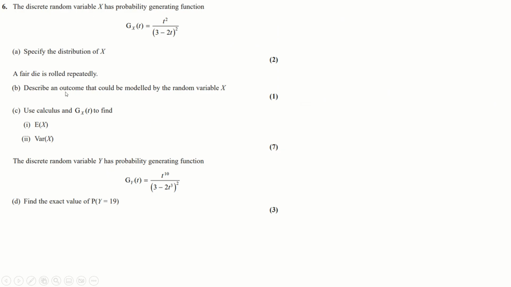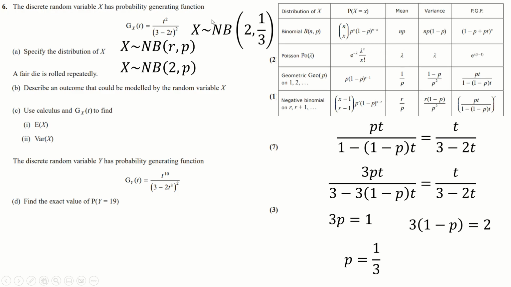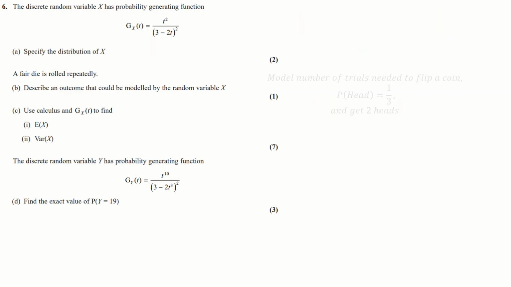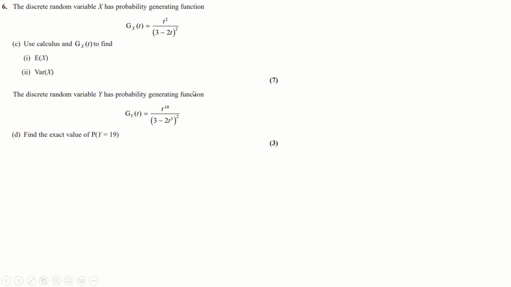A fair dice is rolled repeatedly. Describe an outcome that can be modeled using this distribution X. You just have to say something about how negative binomials work. So something with probability of a third, and you're trying to get 2 of them. We saw that earlier with negative binomials. So I went with an unfair coin, probability of heads a third, and you just need 2 heads. Something like that. I don't know how specific you have to be exactly, but just get the right idea.